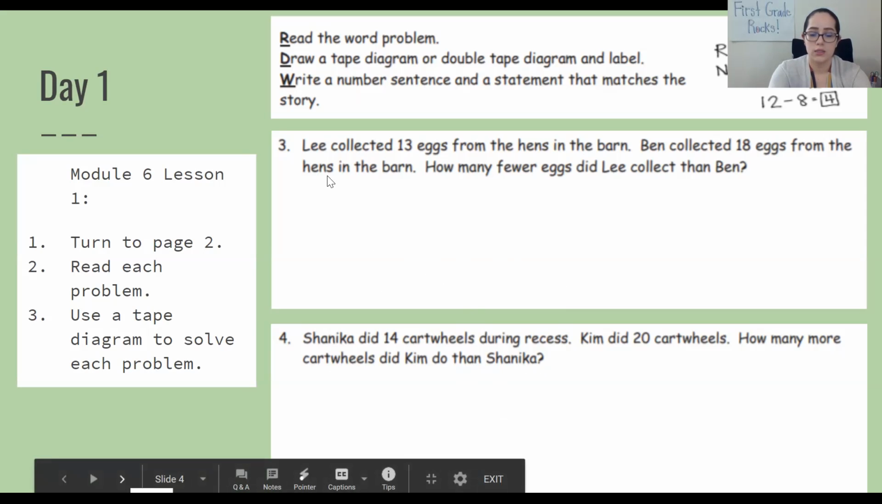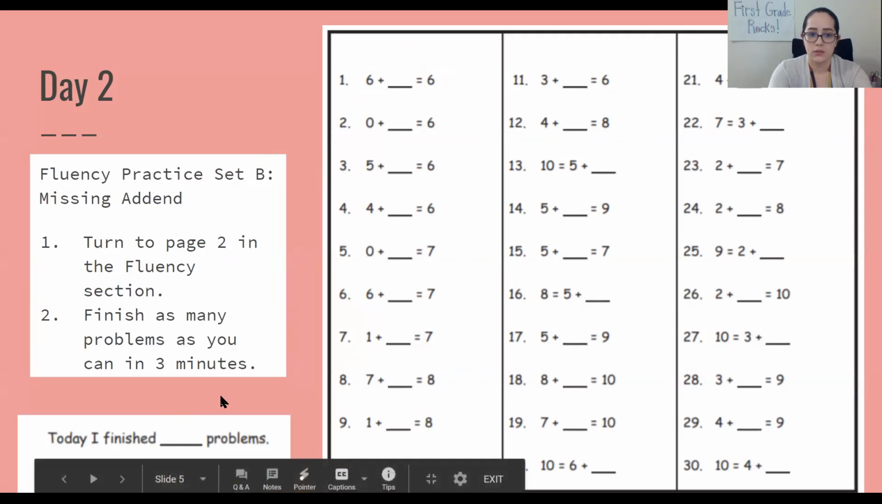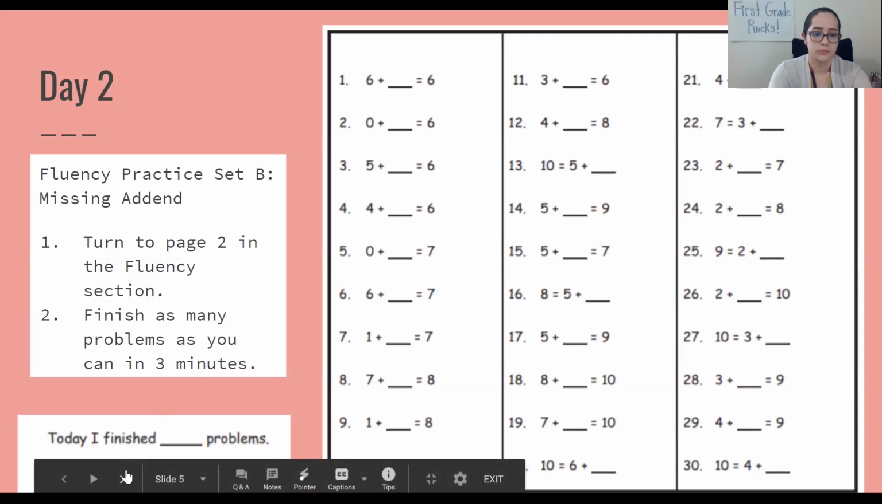All right, moving on to day 2. Students will start off by completing the fluency activity, which is on page 2 in the fluency section of their booklet. They're going to finish as many as they can in 3 minutes. Go ahead and jot down how many problems they completed and then check their work and see how many problems they completed that were correct. And this is going to be practicing missing add-in. So they give you one add-in, you have to find the second one that gives you that total.